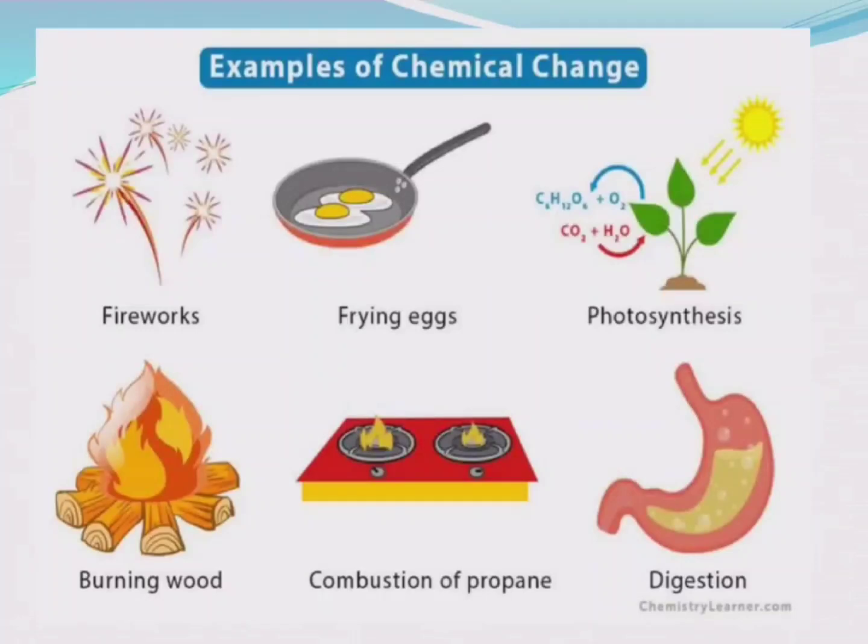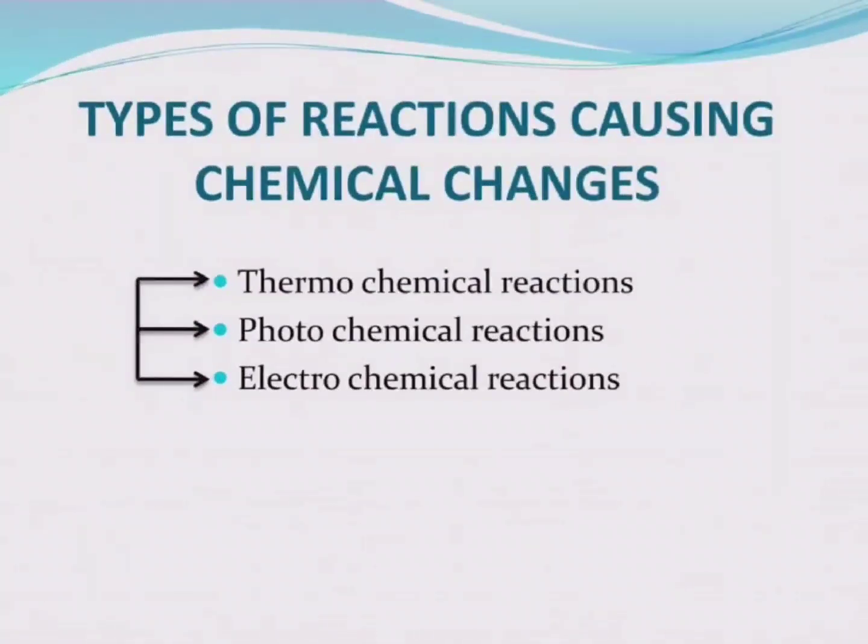Now let us look at some examples of chemical changes from our day-to-day life. It includes fireworks, frying eggs, photosynthesis, burning wood, combustion of propane, digestion, etc. Here, we are classifying these chemical changes into three branches: thermochemical reactions, photochemical reactions, and electrochemical reactions. Let us discuss each of them in detail.